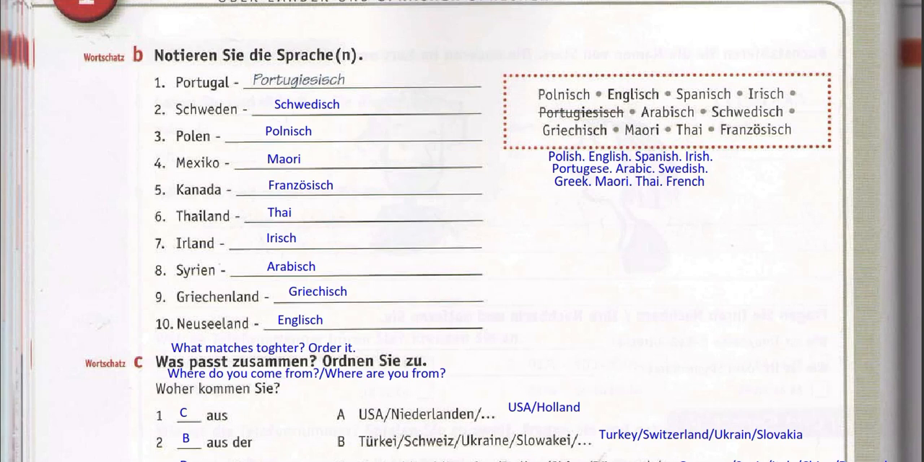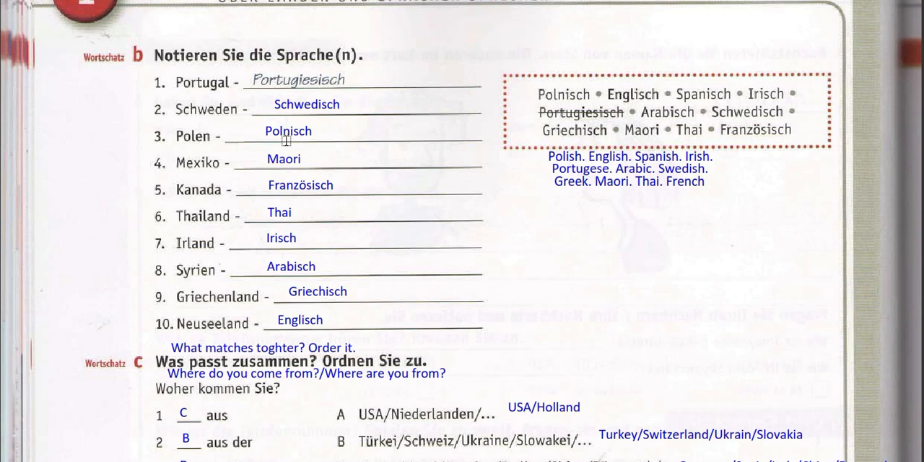So, 8b. Notieren Sie die Sprache. Note down the languages. Portugal, Portugiesisch. Portuguese is spoken in Portugal. Okay, so here. Polnisch, Englisch, Spanisch, Irisch, Portugiesisch, Arabisch, Schwedisch, Griechisch, Maori, Thai, Französisch. Polish, English, Spanish, Irish, Portuguese, Arabic, Swedish, Greek, Maori, Thai, French. Sweden, man kann Swedish sprechen.